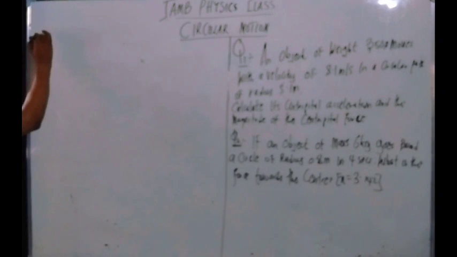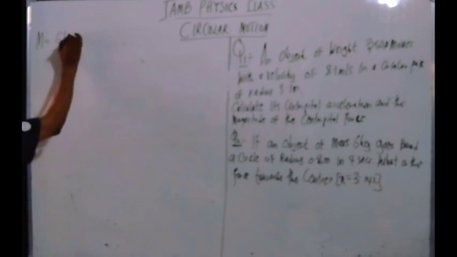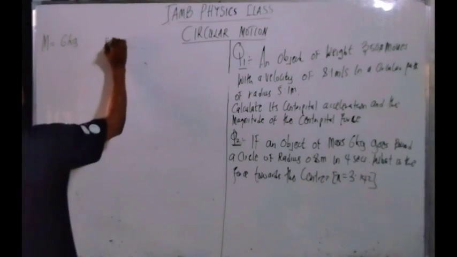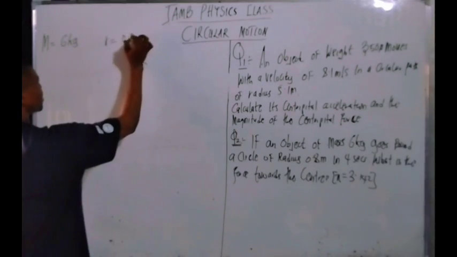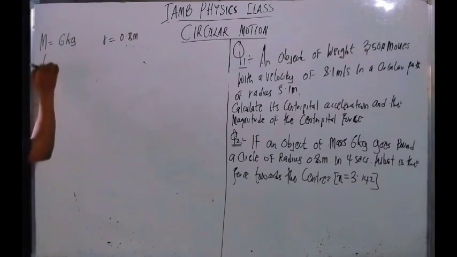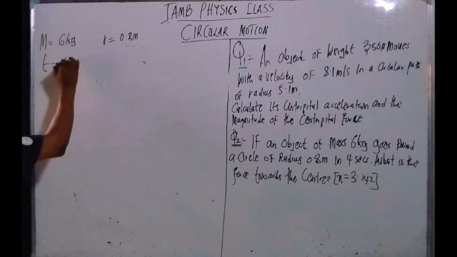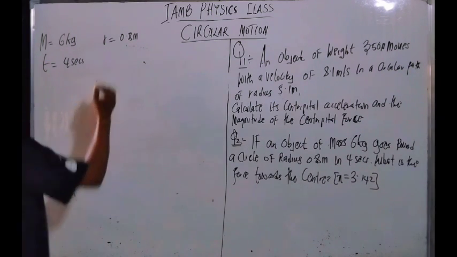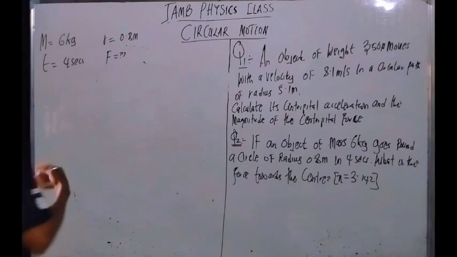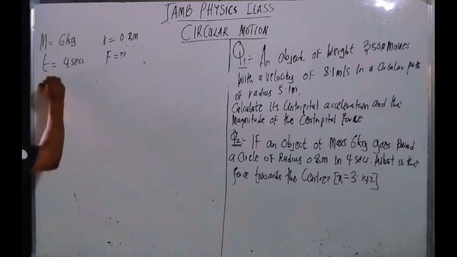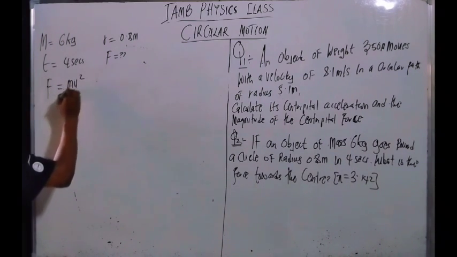Now let's look at the parameters given to us. The mass, m, is 6 kg. The radius, r, is 0.8 meter. The time is 4 seconds. They're asking for the centripetal force, F. Therefore, let's write out the formula for centripetal force: F equals mv squared over r.